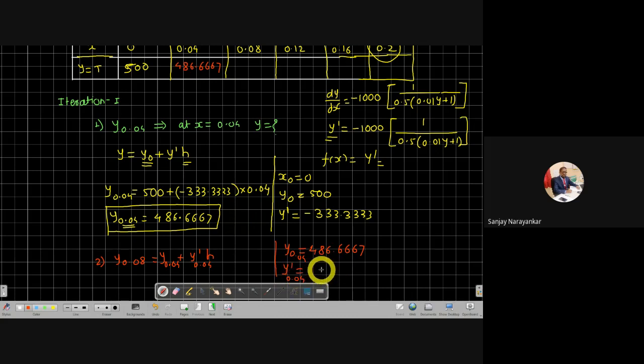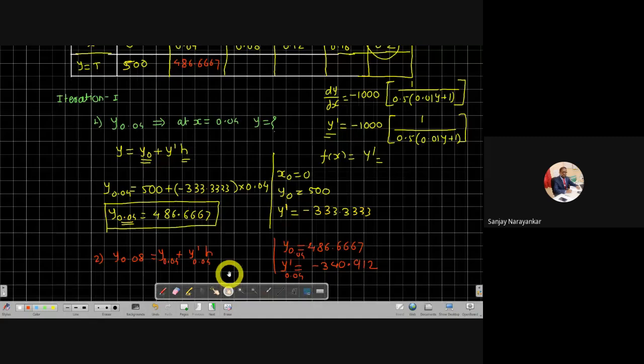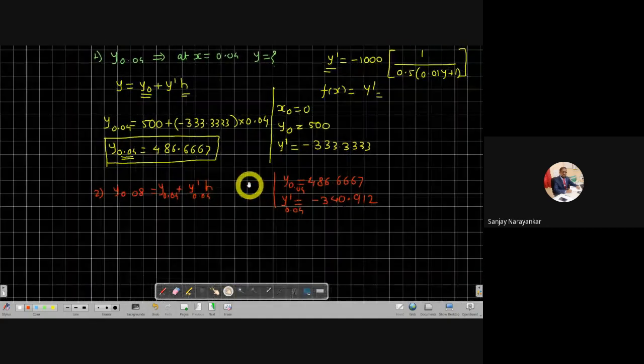How much is this coming? Minus 340.912. One more digit, nine. Okay, I hope you're understanding this calculation. You have to keep repeating the same thing until you get 0.2. That is what Euler's method is.